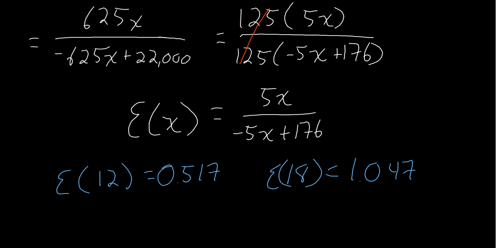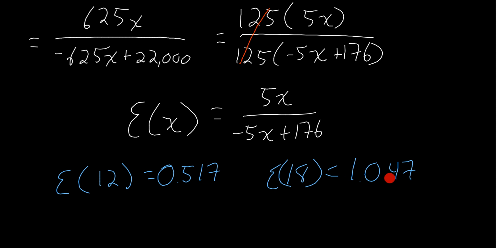Well, of course, going back to our elasticity definition, looking at E of 12, we see that it is less than 1, so that tells us that we are increasing in revenue. And E of 18 tells us, since it's over 1, that we're decreasing in revenue.